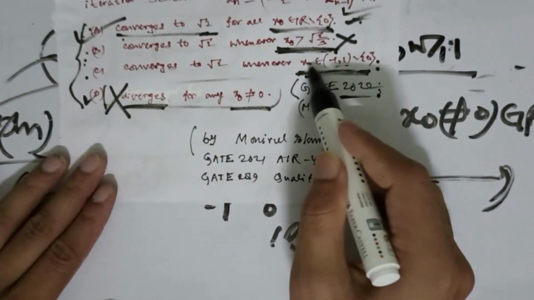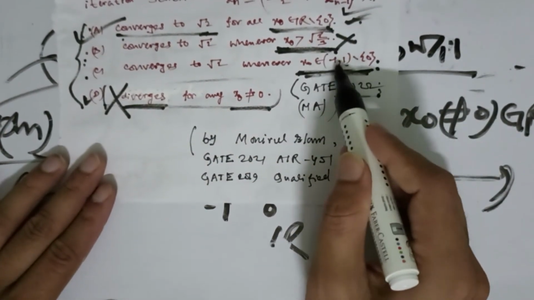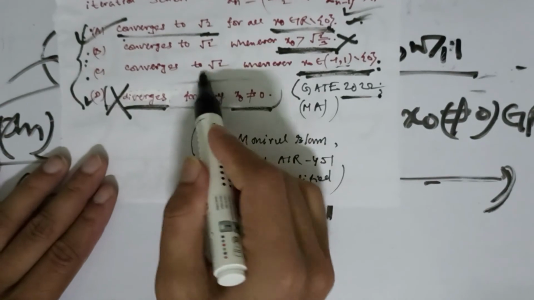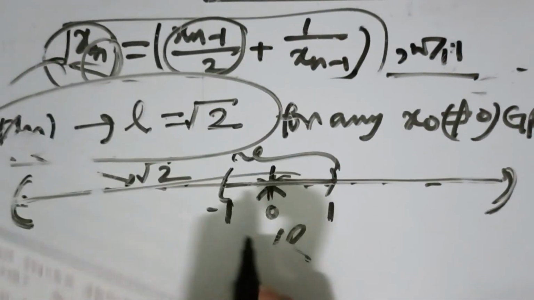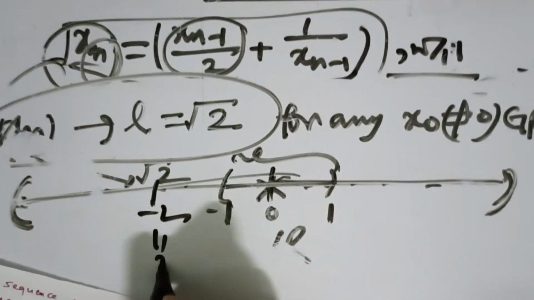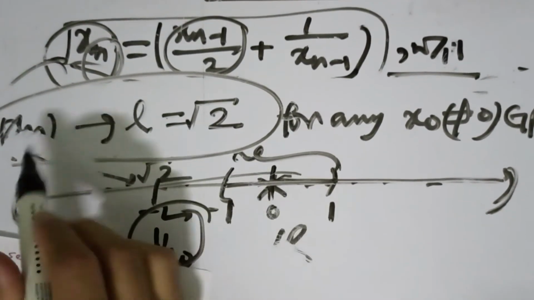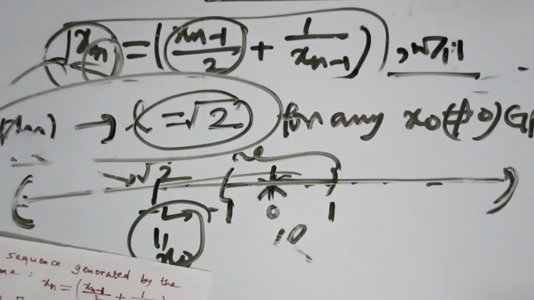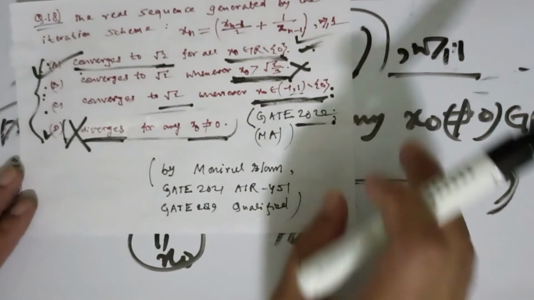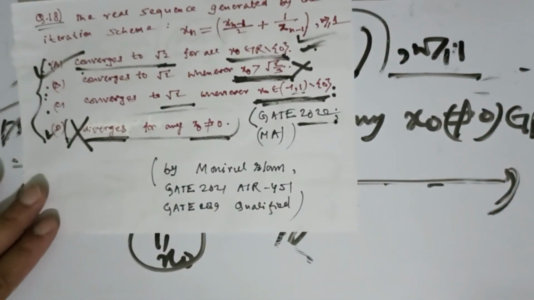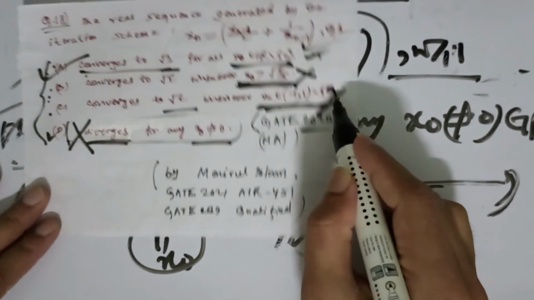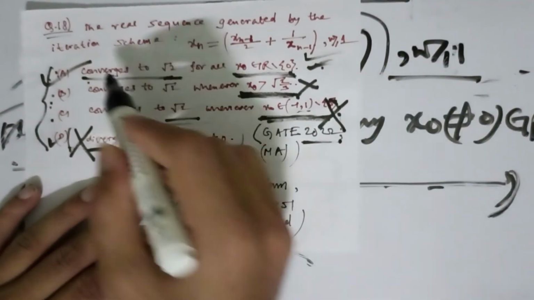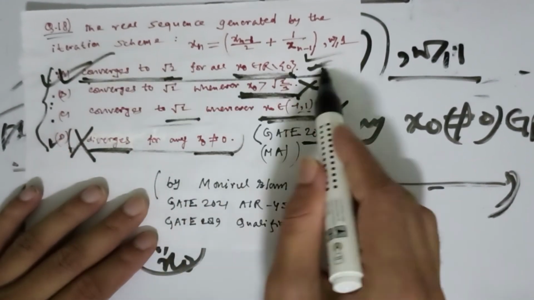It is similar for this option. This says only x0 belongs to minus 1 to 0, and the sequence converges to root 2, but it's not true always. Because if I choose x0 equal to minus 2, then also the sequence xn converges to root 2, because we proved that for any non-zero real number the sequence converges to root 2. So we have to cut this option, this option is also not correct. So the only correct option is option A, converges to root 2 for any non-zero real number.